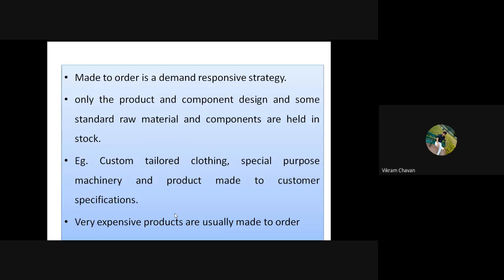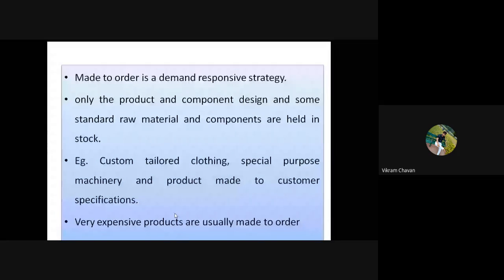And we can say that there are a variety of products available in that particular firm. And the customer wants to select on his or her opinion basis or requirement basis. So in that case, the producer doesn't want to make inventory of those products. So the manufacturer also sometimes assists the customer to prepare the product specification. And make to order is a demand responsive strategy. Only the product and component design and some standard raw materials and components are held in stock.